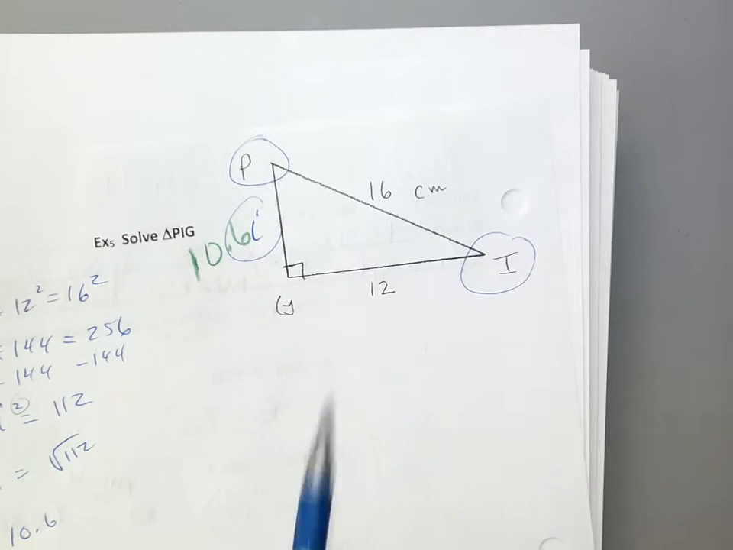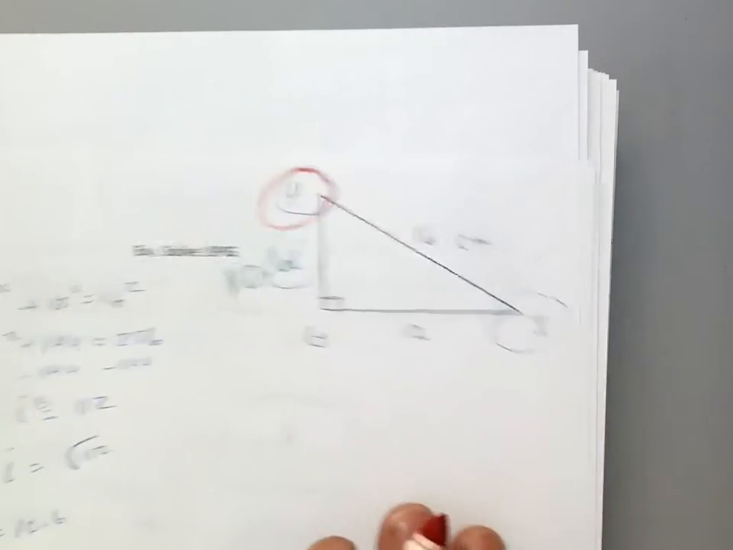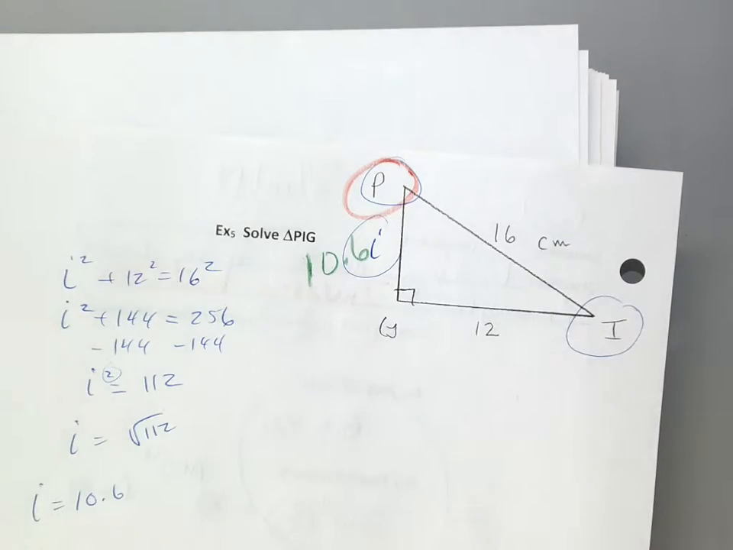Brett, what do you want? Angle P or angle I? It doesn't matter to me. Angle P. So Brett's going to pick angle P. Now you can use any of these 3. I suggest not this one because it's 10.6, but it's not really exactly 10.6. These are good numbers. You guys agree? So let's use the good numbers, okay? 12, 16.